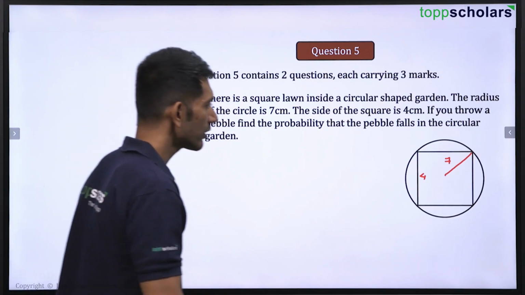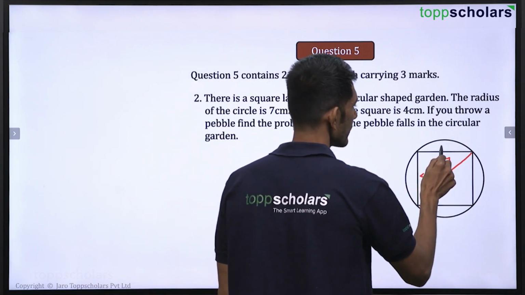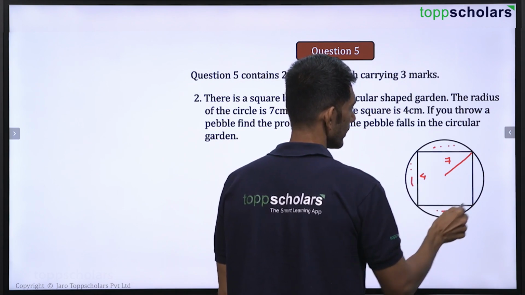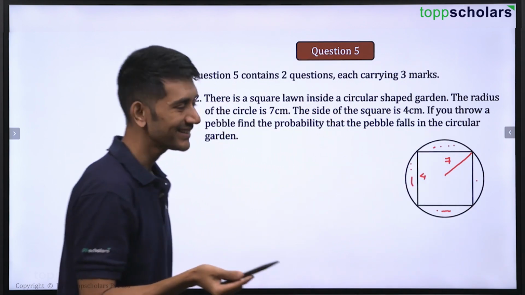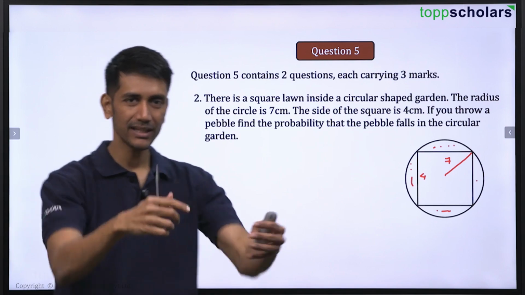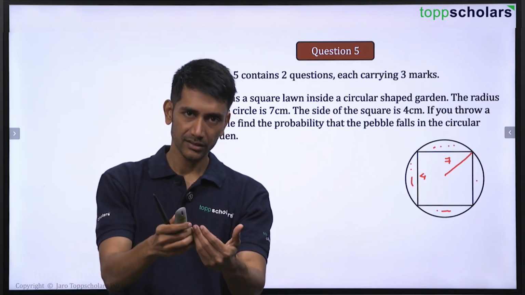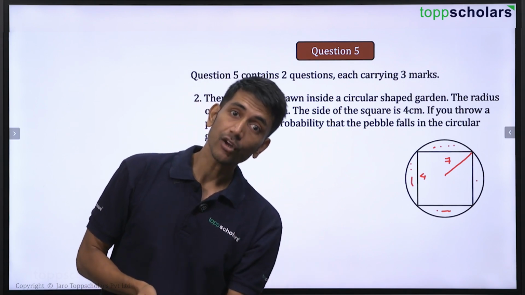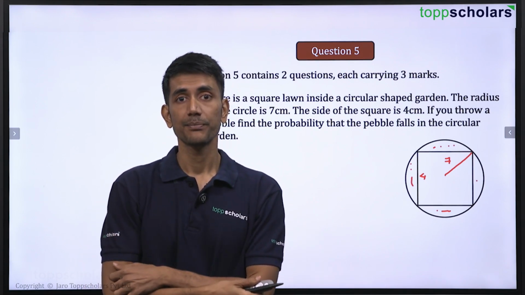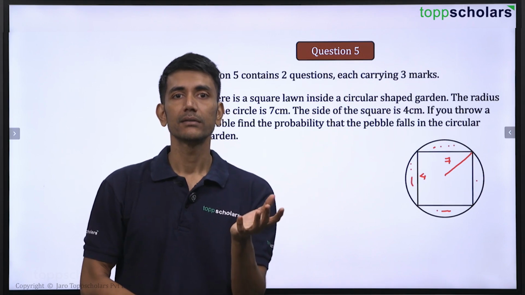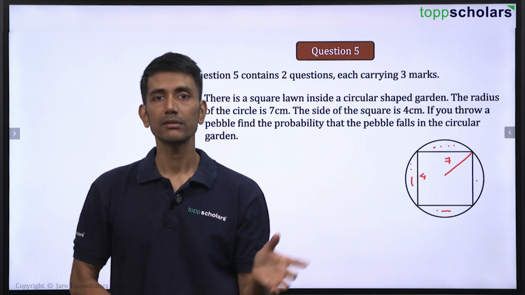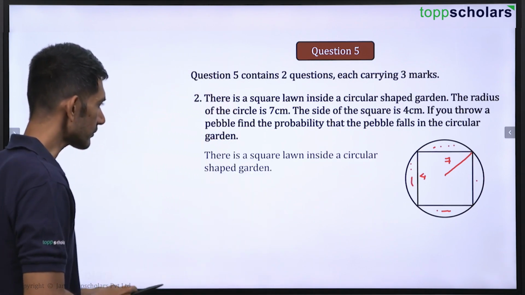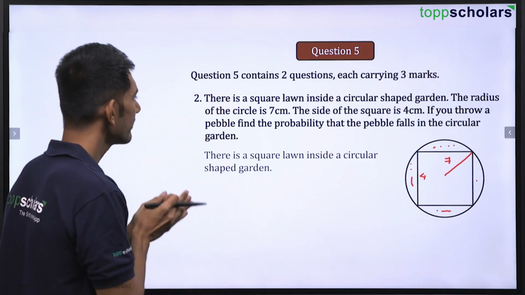That is, what is the probability that the pebble falls over here in the circular region and not in the square region? So definitely we are talking about the area. We'll find out the area of the circle. We'll find out the area of the square. We'll subtract the area of the square from the area of the circle. Whatever value we get, divided by the total circle will give us the probability. Correct?